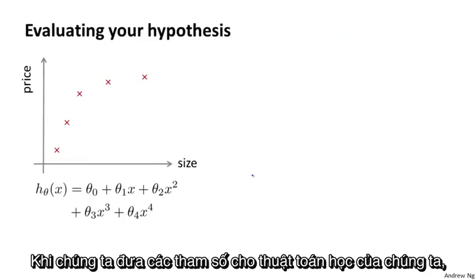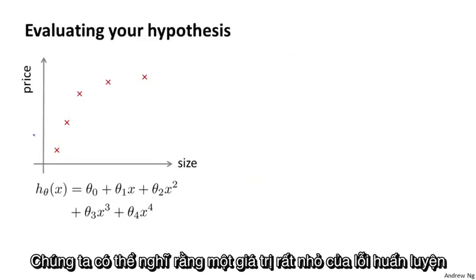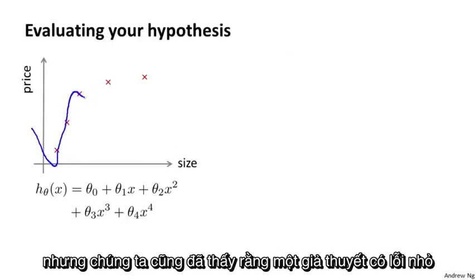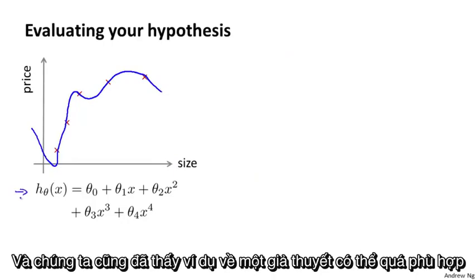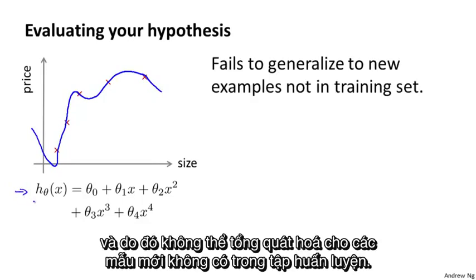When we fit the parameters of our learning algorithm, we think about choosing the parameters to minimize the training error. One might think that getting a really low value of training error might be a good thing, but we've already seen that just because a hypothesis has low training error, that doesn't mean it's necessarily a good hypothesis. We've already seen the example of how a hypothesis can overfit and therefore fail to generalize to new examples that are not in the training set.